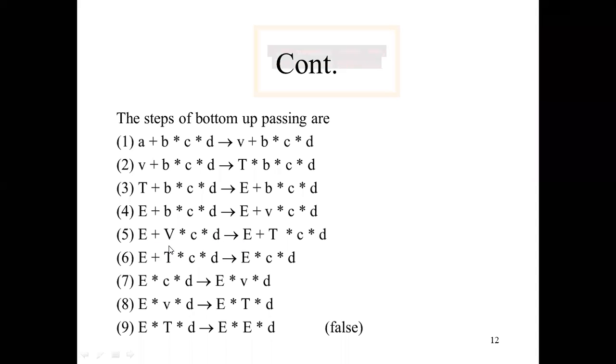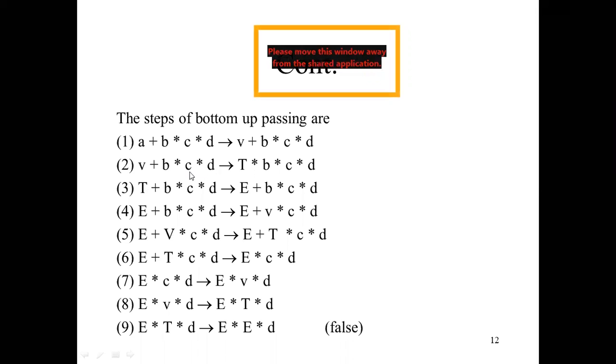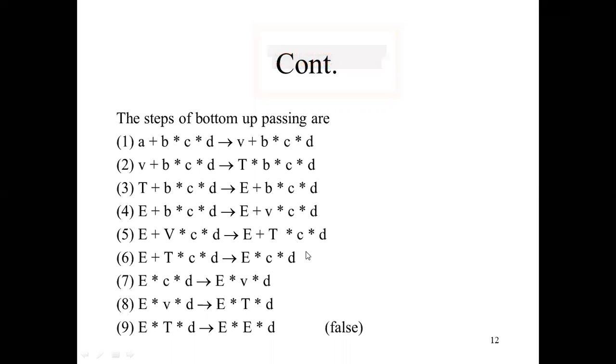Now we are replacing this V by T. V is already mentioned in the grammar, you can replace V by T as we have done here also. Just we have replaced this V by T. So again we are replacing this V by T. Then we will write here E plus T, and you can write the remaining items again, star C star D.